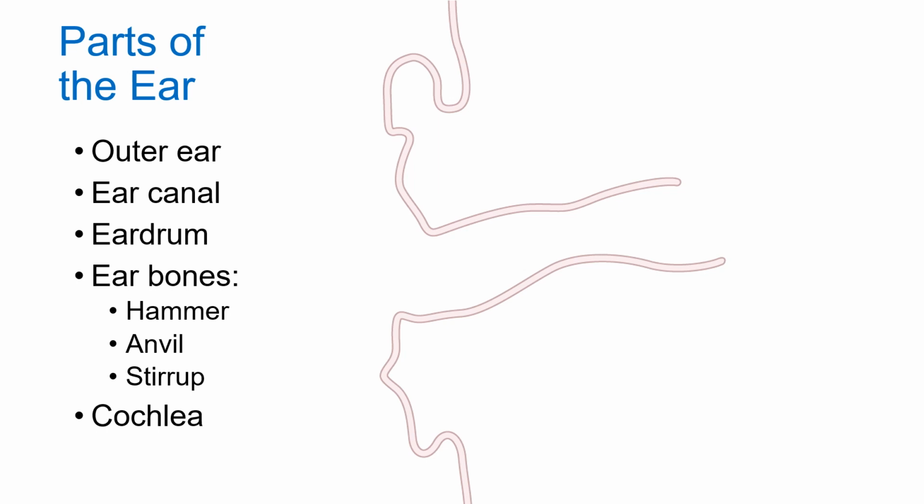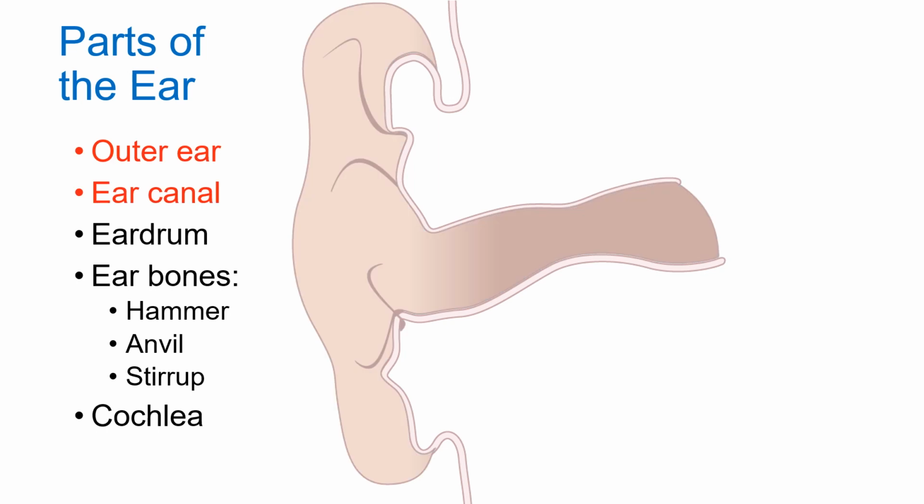Okay, we're going to have a look at the parts of the ear, the main parts that make it up. So if we start with the outside, we have the outer ear, which captures sound waves and channels them in. It also helps us to locate the direction from where the sound is coming. And the ear canal is the hole which goes towards the middle of your head. The sound waves go in there.